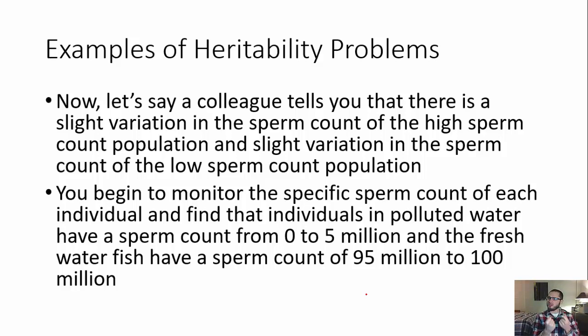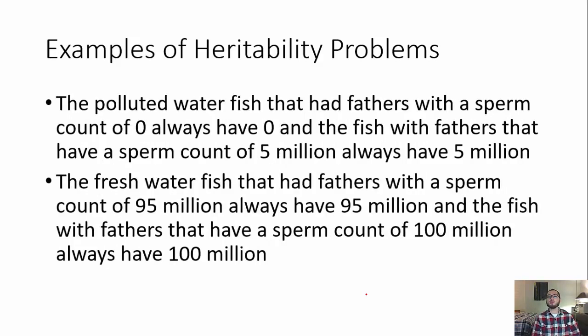So now we're looking at, well, there is some variation within that. Although we have pinpointed that the environment is really what's influencing this, making it high versus low, what's this part where we see there's a little bit of range for each one? The polluted water fish that had fathers with a sperm count of 0 always have 0, and the fish with fathers that have a sperm count of 5 million always have 5 million.